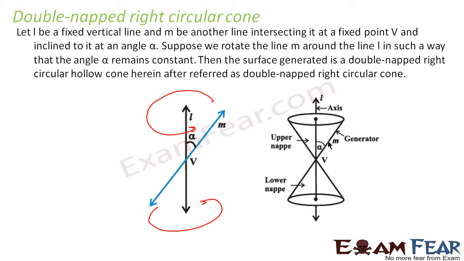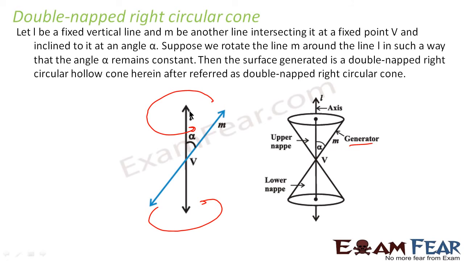There are various terms in this which you may be interested in knowing. The line L about which we rotate is called the axis. This line M, which is at the angle alpha with line L, is called the generator, and the upper part is called the upper nap and the lower part is called the lower nap, and this is the angle alpha. These are the various terms used in a right circular cone.